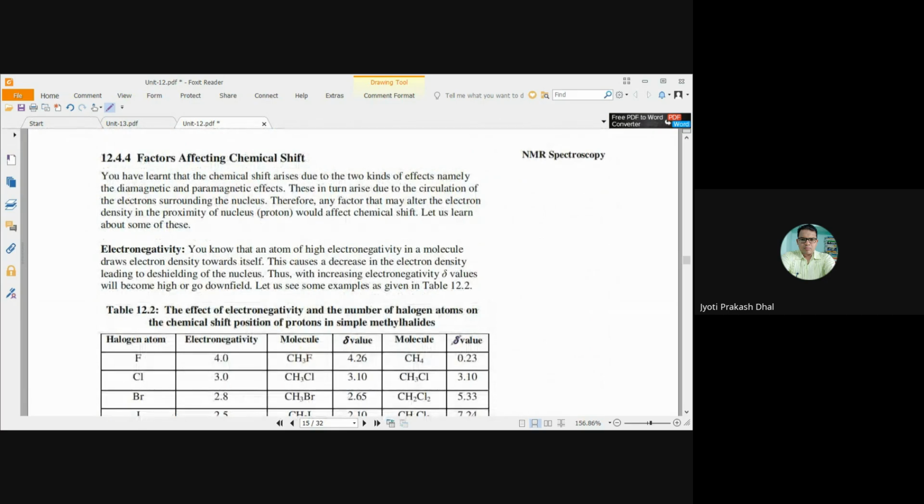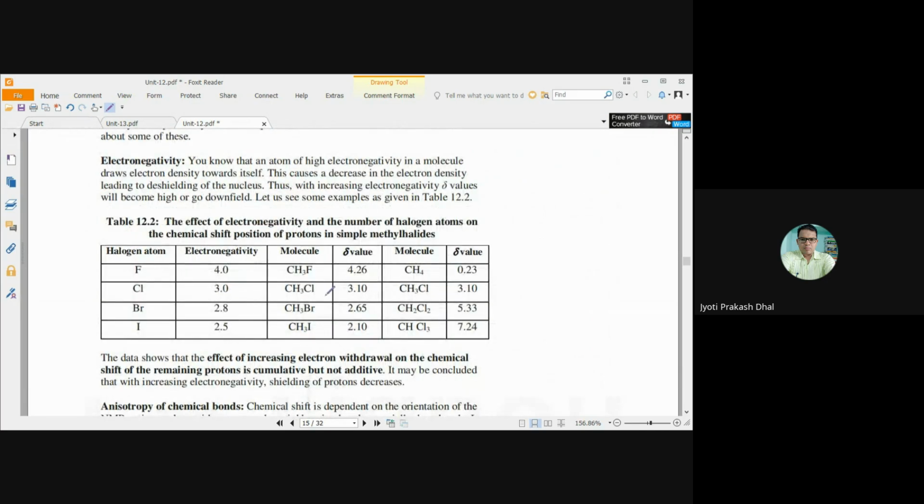Now coming to factors affecting chemical shift. First is electronegativity. We know that the atom with higher electronegativity in a molecule draws electron density towards itself, and this causes a decrease in electron density, leading to deshielding of the nucleus. Thus, on increasing the electronegativity, the delta value will become higher and the signal will go downfield.